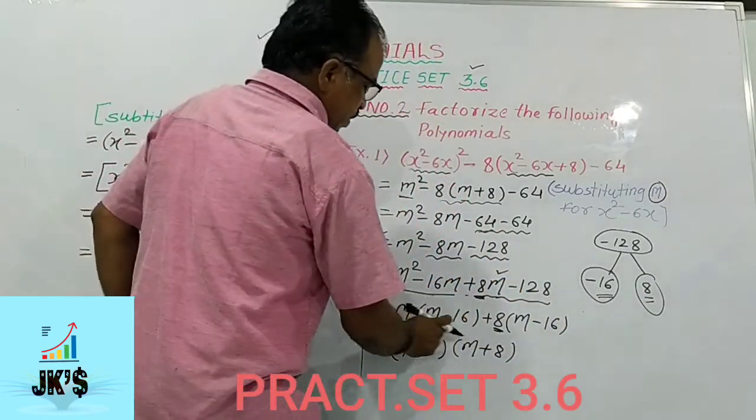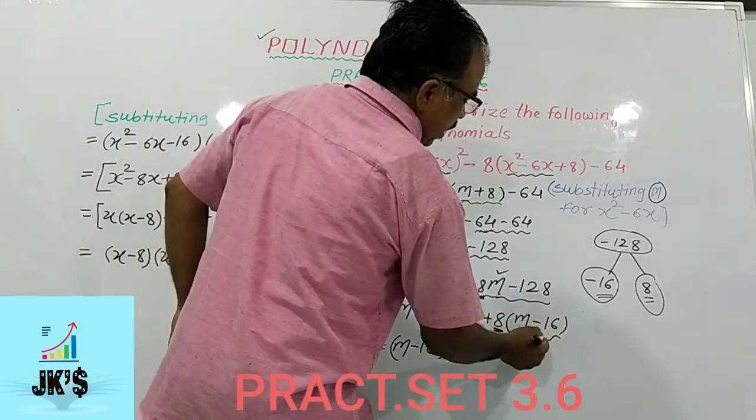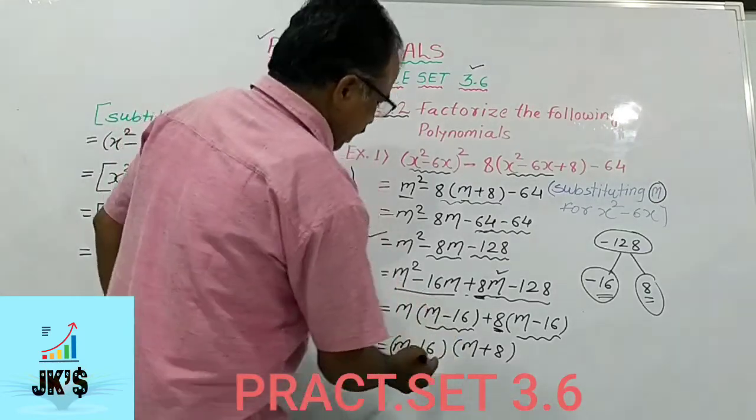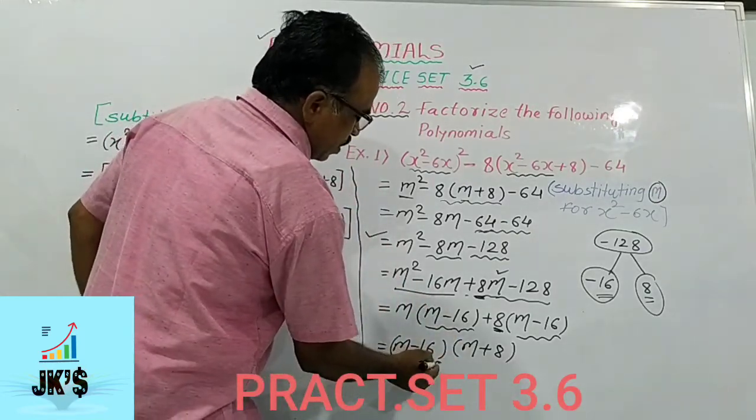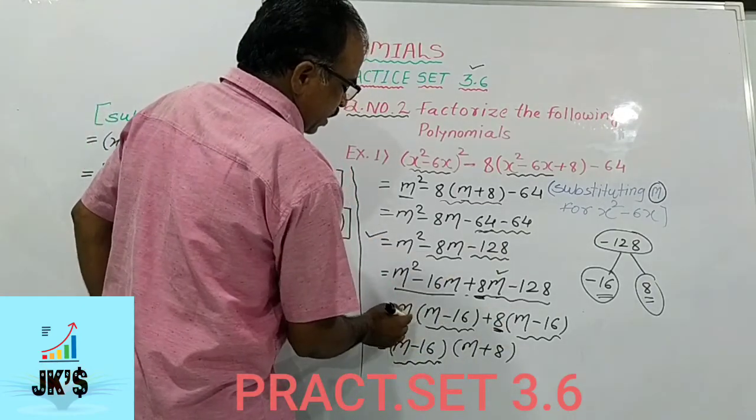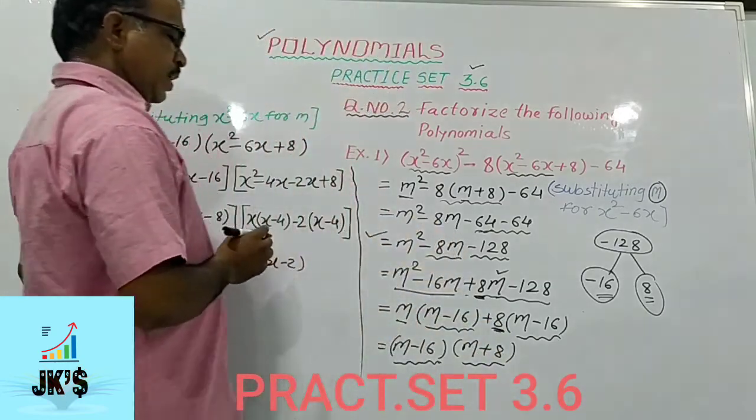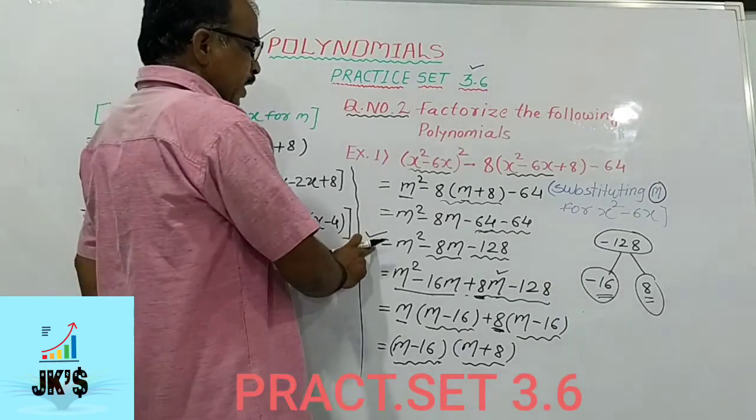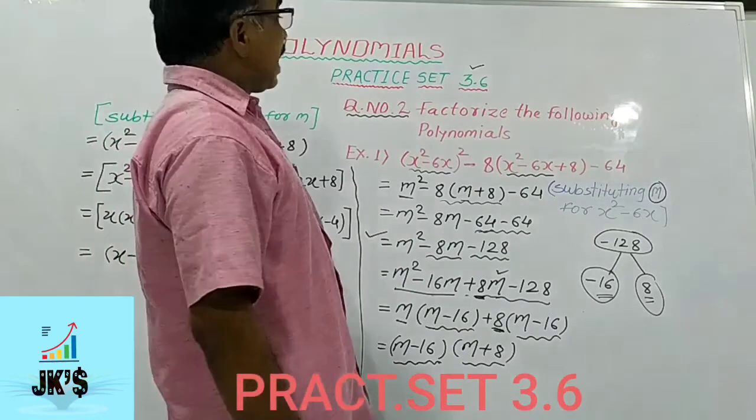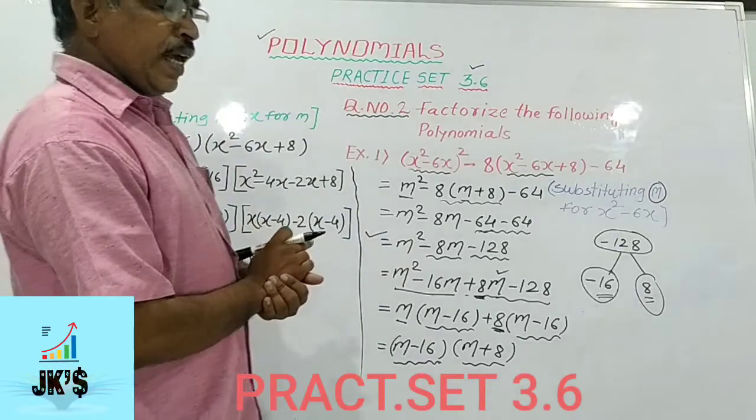When we see this, these two brackets m minus 16 and m minus 16 are common in both the terms. So we take it common, m minus 16. In the second bracket, what remains? m plus 8. This is our second bracket. So the factors of this quadratic trinomial are m minus 16 and m plus 8. But when we see our example, it is in the variable x.